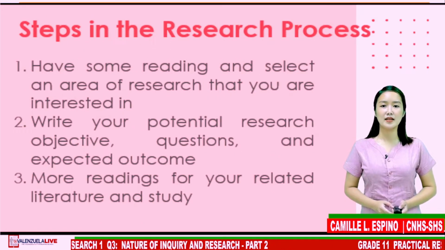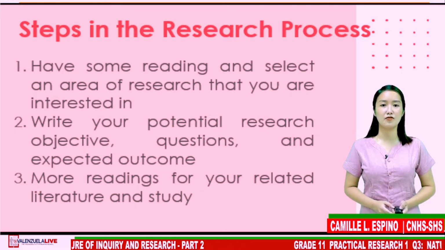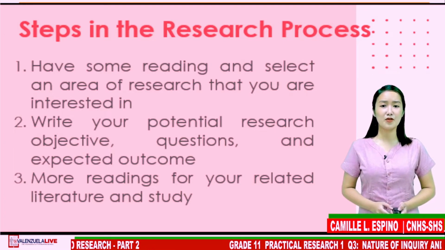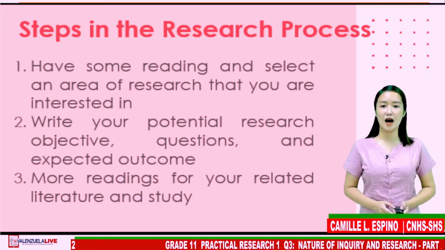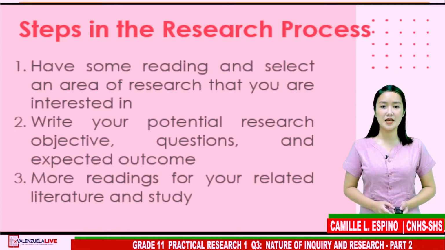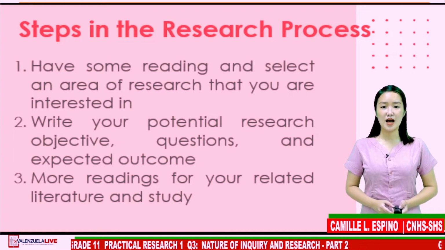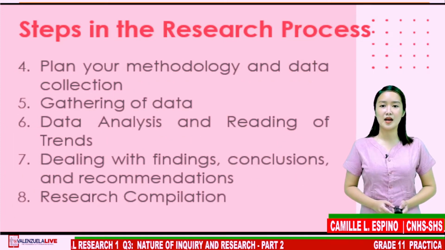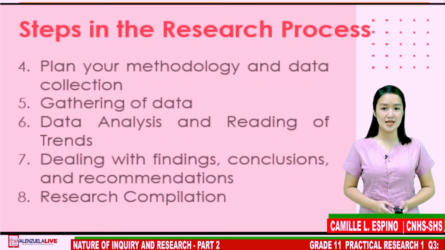Number 1, you have some time reading and selecting an area of research that you are interested in. Number 2, write your potential research objective, questions, and expected outcome based on the readings that you have done. Number 3, conduct more readings for your related literature and study. Number 4, plan your methodology and data collection techniques.